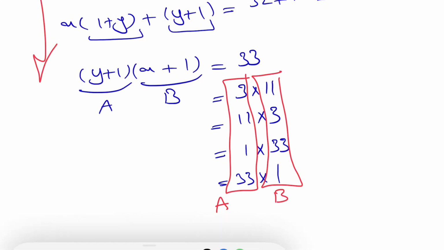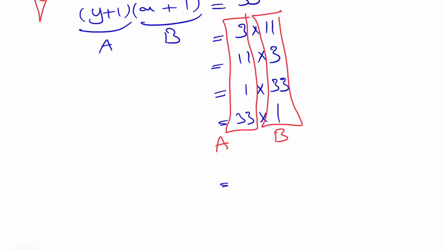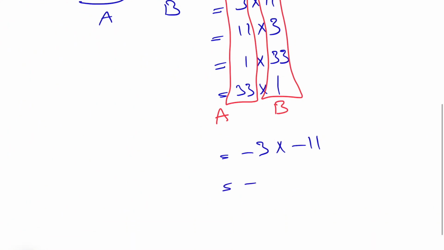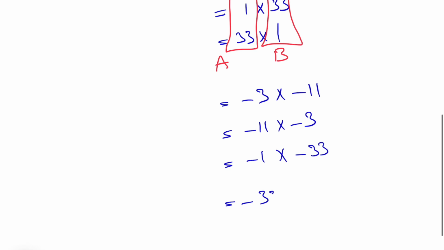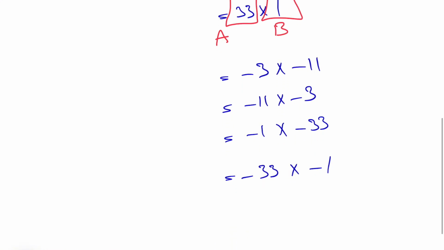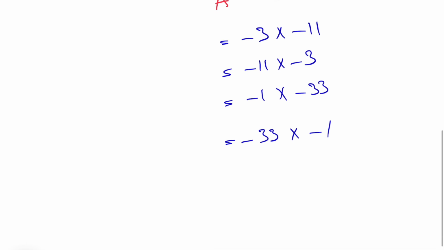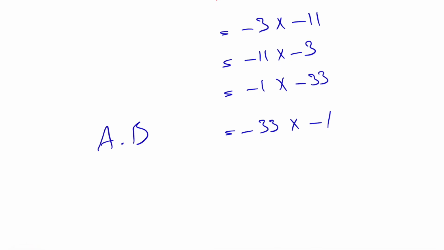But before we go to that, we should think out of the box too, because there are other combinations here, and that would be when we have negative numbers. If we have -3 and -11, that gives us 33 too, and we'll have -11 times -3, and we will have -1 times -33, and we'll have -33 times -1. Again, the left column can be a, the right column can be b.